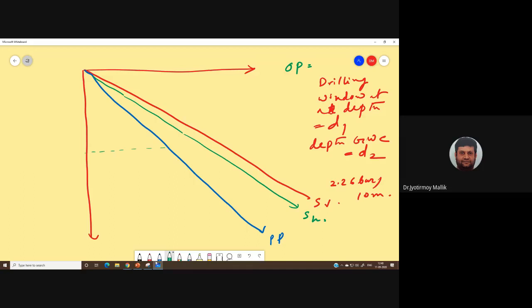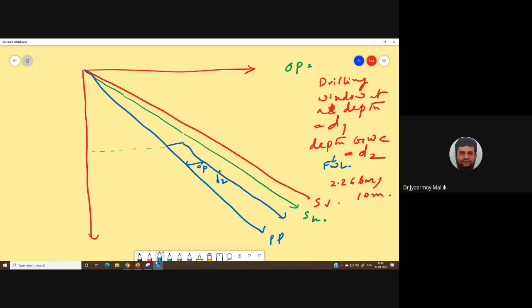So from here, I will add the OP, and that will provide me a gradient like this. So this is my overpressure. Now, say I have said my FWL is at a depth of D2. GWC is often called FWL or free water level. For the timing, remember they are the same thing. So here is my D2.